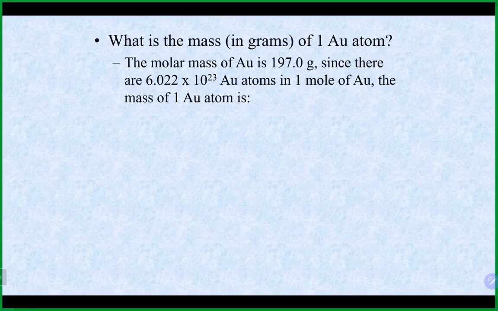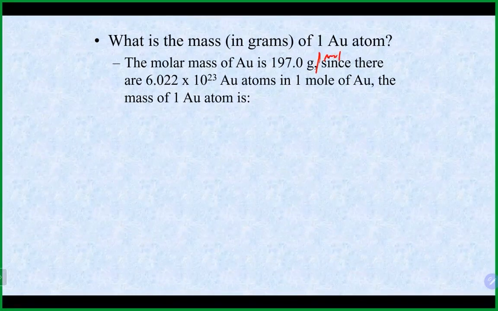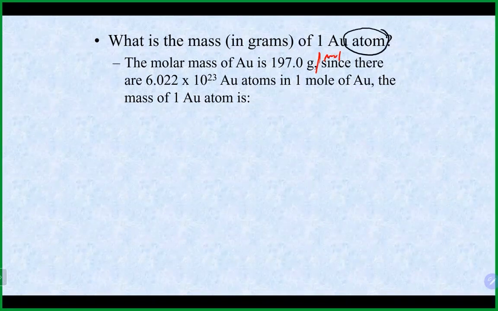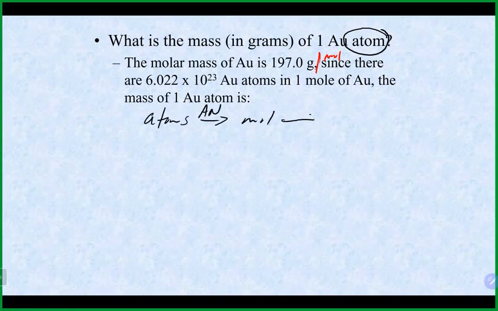The molar mass of gold is 197 grams per mole. Take a look here. In this case, we're looking for the mass in grams of one gold atom. The key here is that atom means at some point we should probably use Avogadro's number. The pathway is we'd want to go from atoms to moles, as Avogadro's number would do that for us, and then from moles to grams using the molar mass. Those are the two conversion factors that are going to allow us to do that.